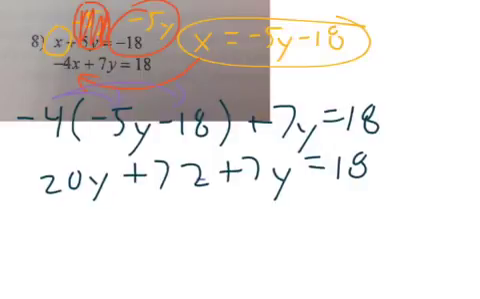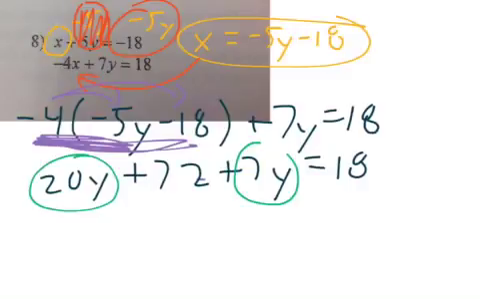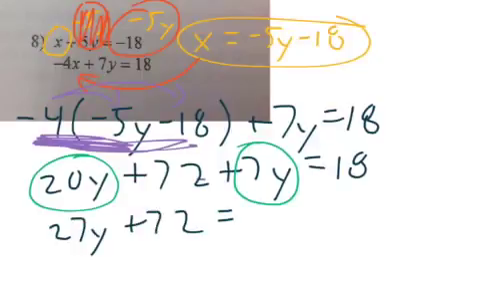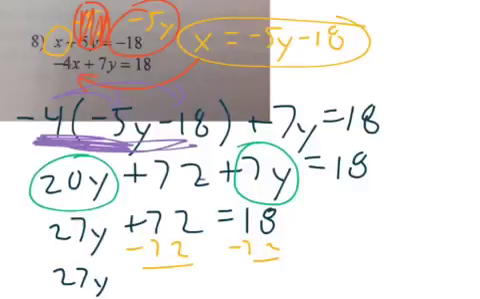Let me keep it all the same color here. And just double checking real quick. I know right here is negative times negative, positive 20y. And from here to here, negative times negative would be positive 72. Okay, so I'm on the right track here. So notice that I do have a 20y and a plus 7y, which together makes 27y, plus 72 equals 18. And now I'm just going to subtract 72 from both sides. So 27y is going to equal negative 54.